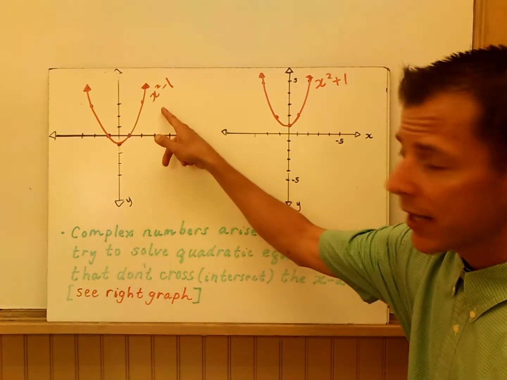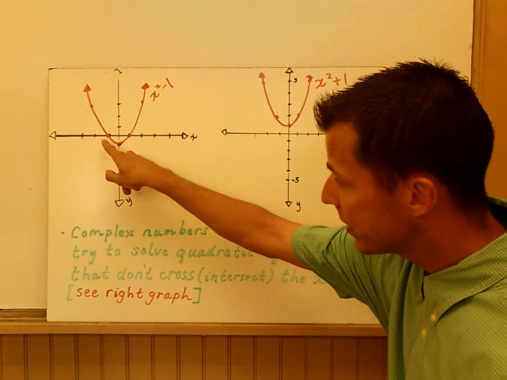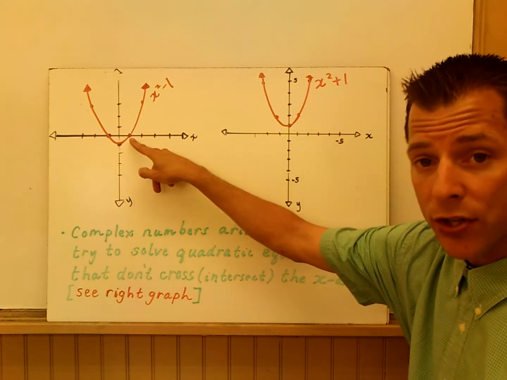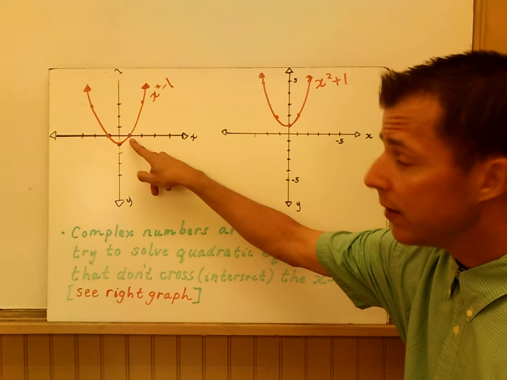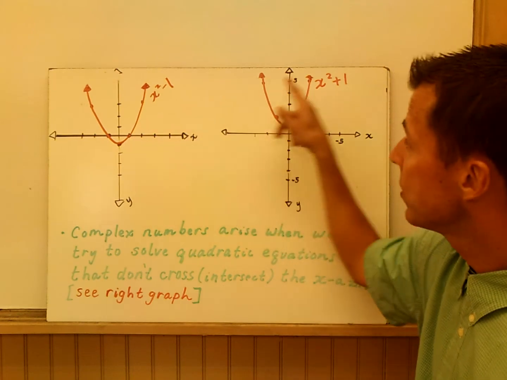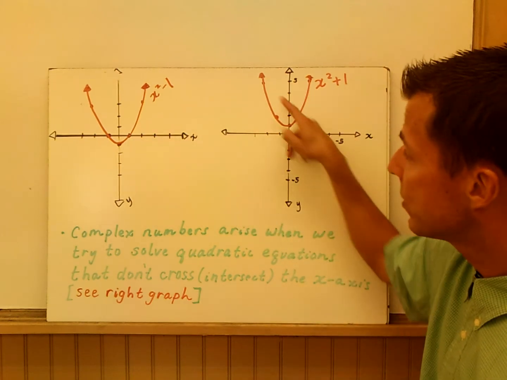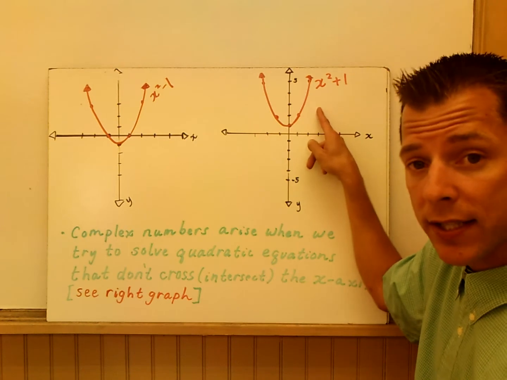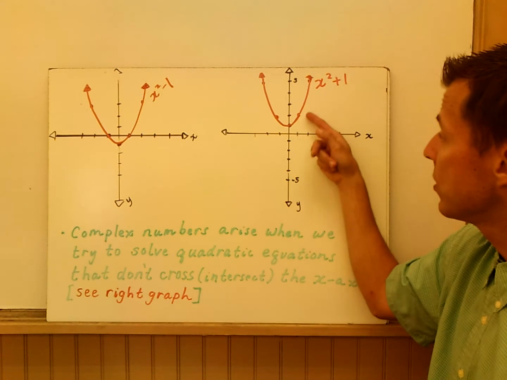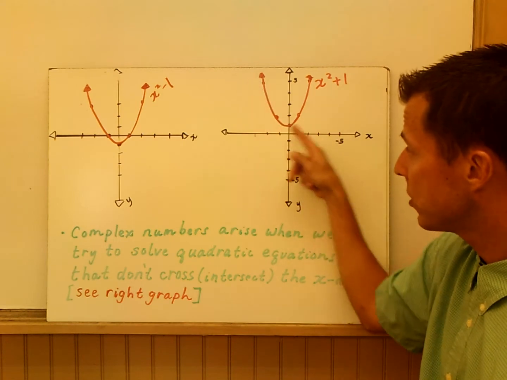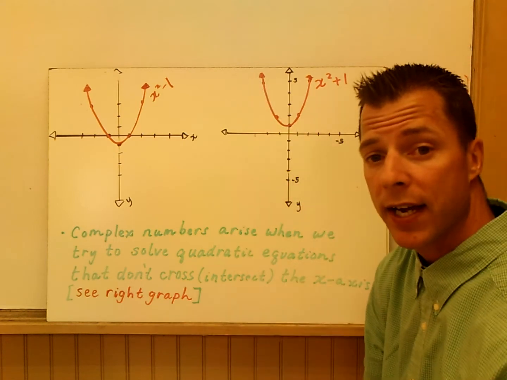So here's the graph of x squared minus 1 on the left. Notice how negative 1 and 1 are zeros, or the roots. Those were the solutions to the equation that I solved by hand. Now if I look at x squared plus 1, I notice that my graph does not cross the x-axis. So there are going to be no real roots to this. There is no real solution because this graph does not cross the x-axis.